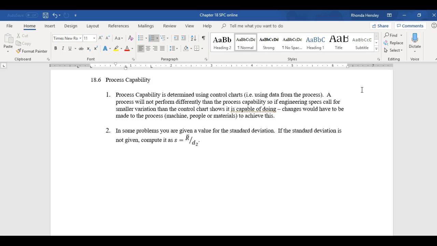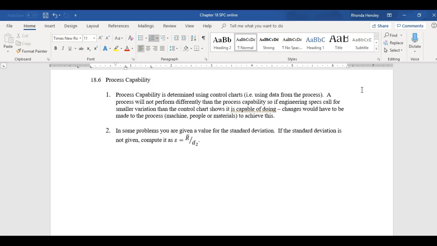So you're making bags of potato chips, and they say that the bags of potato chips should weigh, if the midline is 10 ounces, that's what they want. They're willing to accept 9.9 ounces up to 10.1 ounces. That's their specifications. That is not necessarily what your process is capable of doing.